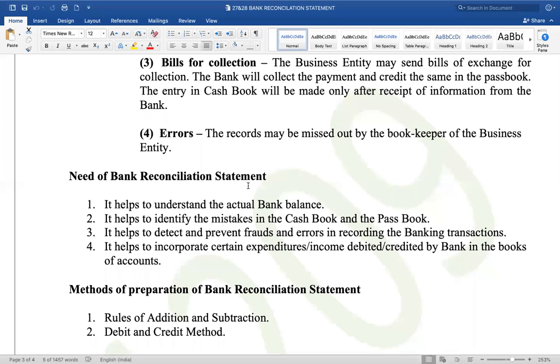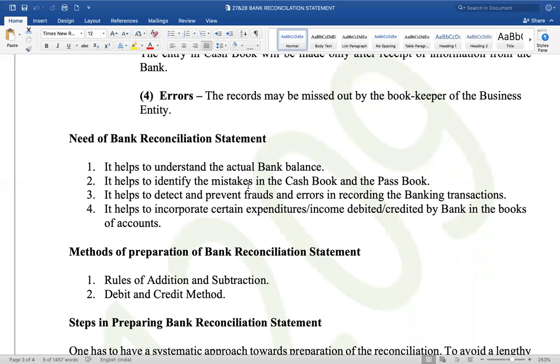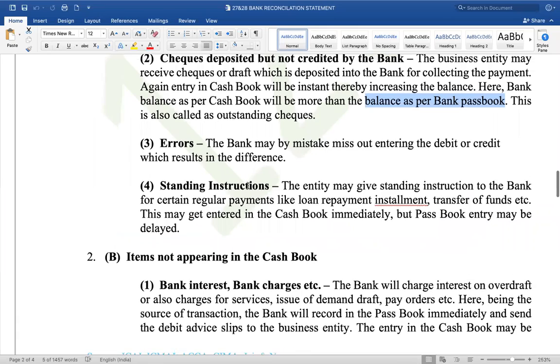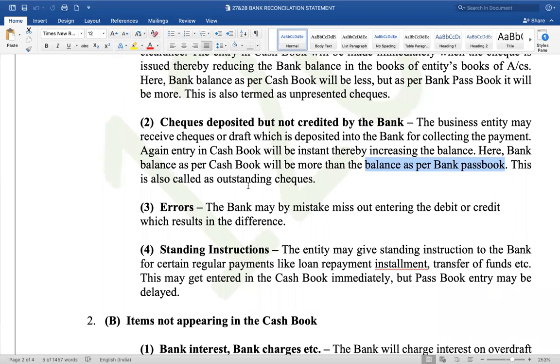Next, errors. The records may be missed out by the bookkeeper of the business entity. Let's say some checks or some bills are misplaced. When they're misplaced, you will not find the same balance in the cash book and passbook. There will be differences in the cash book and passbook. So these are the major reasons for the cash book and passbook not to agree.